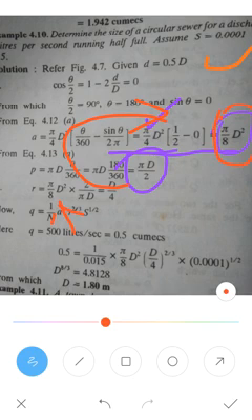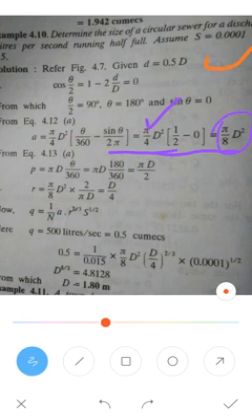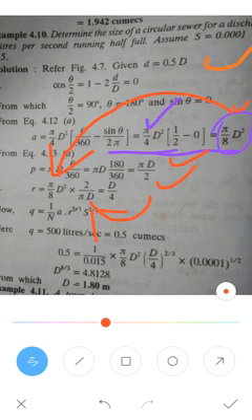But this value will get reversed when you go to the numerator. So you can see this one and this one, whatever value is here, the same value is written here, but this value will be reversed. Okay, 2 by pi d is equal to d by 4. The mean hydraulic depth will become, if you cancel, d by 4.